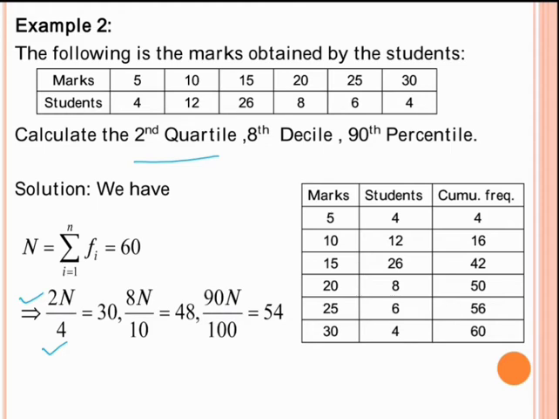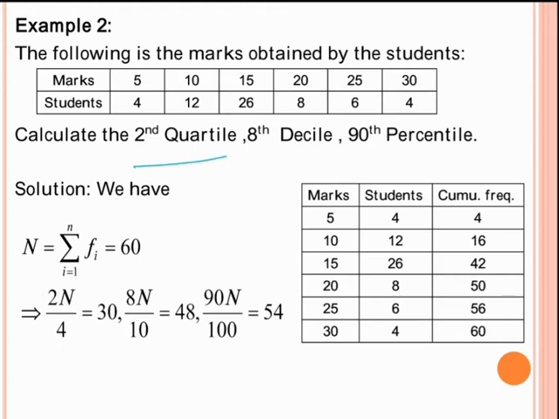Next is 8 into n by 10, which is equal to 48, and 90 into n by 100, that is equal to 54. Okay, we keep putting the values over here. See how these values have come.